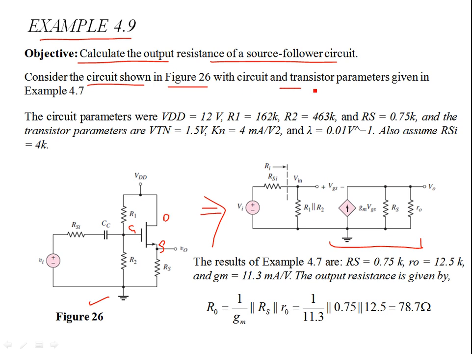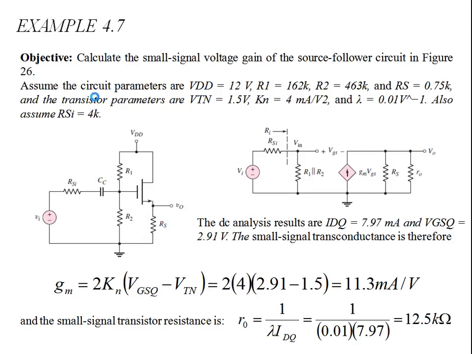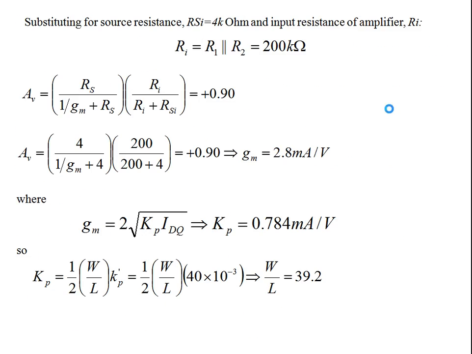So the circuit and the transistor parameters are given in example 4.7. If you recall, we talked about example 4.7 in part 43. So we had the threshold voltage as 1.5, VDD was given. RS, for example, is 0.75 kilo-ohms, and the conduction parameter is 4 milliamps. So basically, just bring all those parameters over here.